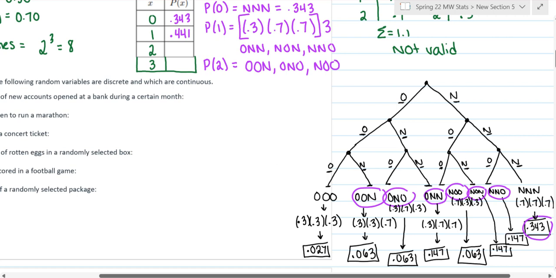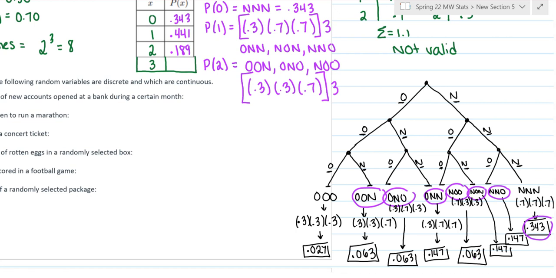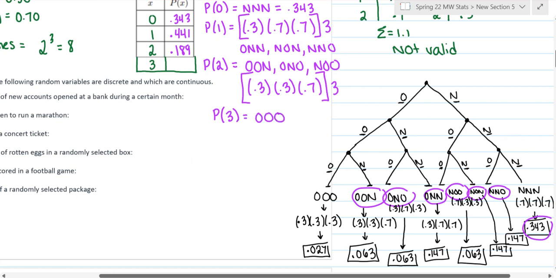Because I'm only doing 3 drawings, those are the 3 ways that could happen, which would be 0.3 times 0.3 times 0.7 times 3, which gives us 0.189. Or I can add 0.063 plus 0.063 plus 0.063. And then the probability that 3 people say that they are online is O, O, O, which is this first one here, 0.027.